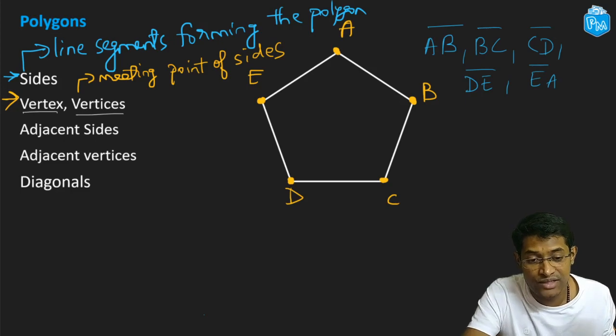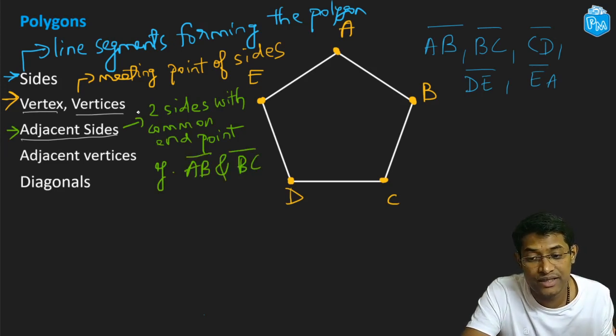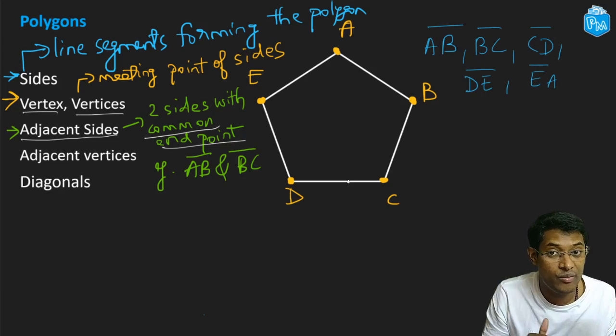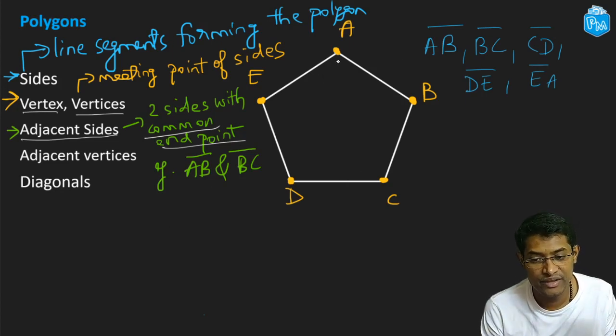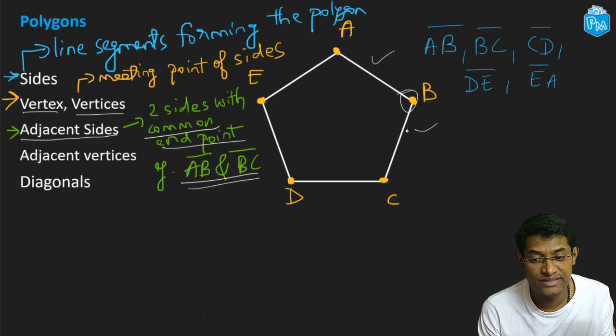All right, now let's go on. Let's see what are adjacent sides. Adjacent sides are two sides with a common endpoint. Say you take AB and BC, this one and this one. You can see that these two sides have a common endpoint, that is B. B is a common endpoint of AB and BC. Therefore, we can say line segment AB and line segment BC are adjacent sides.